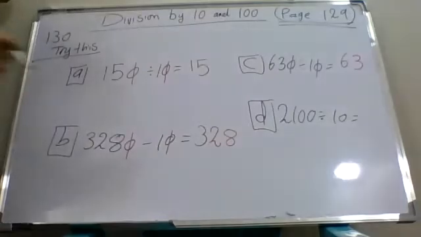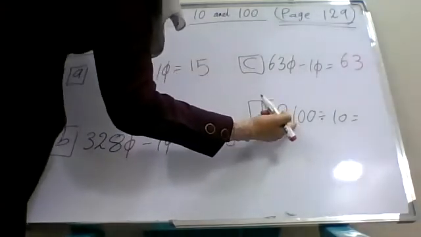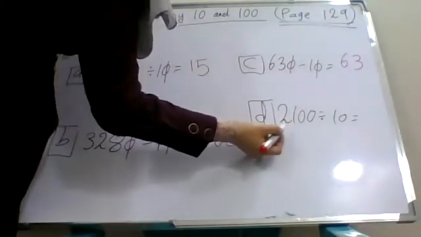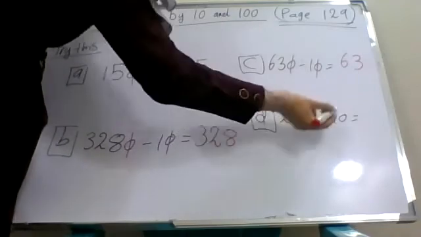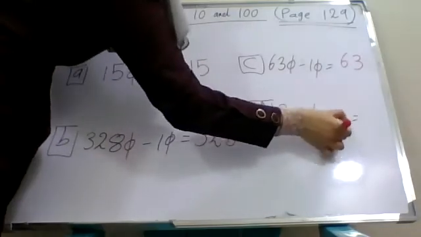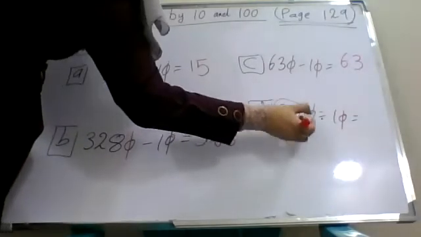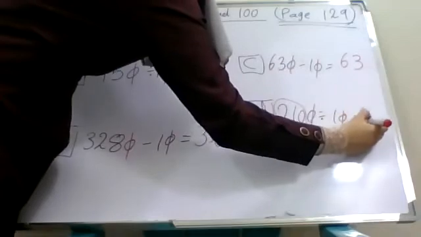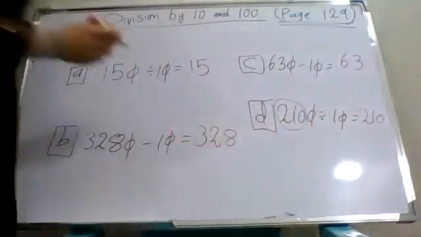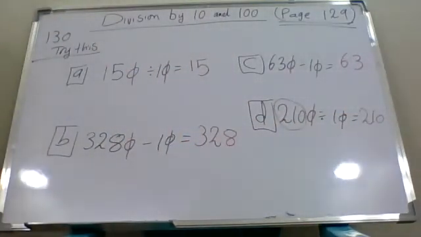Over here, you have 2,100 divided by 10. You are allowed to erase 1 zero only, so you have to divide this whole number on 1, which is going to stay 210. Okay, so this is the first one for try this, and I will do on your own.